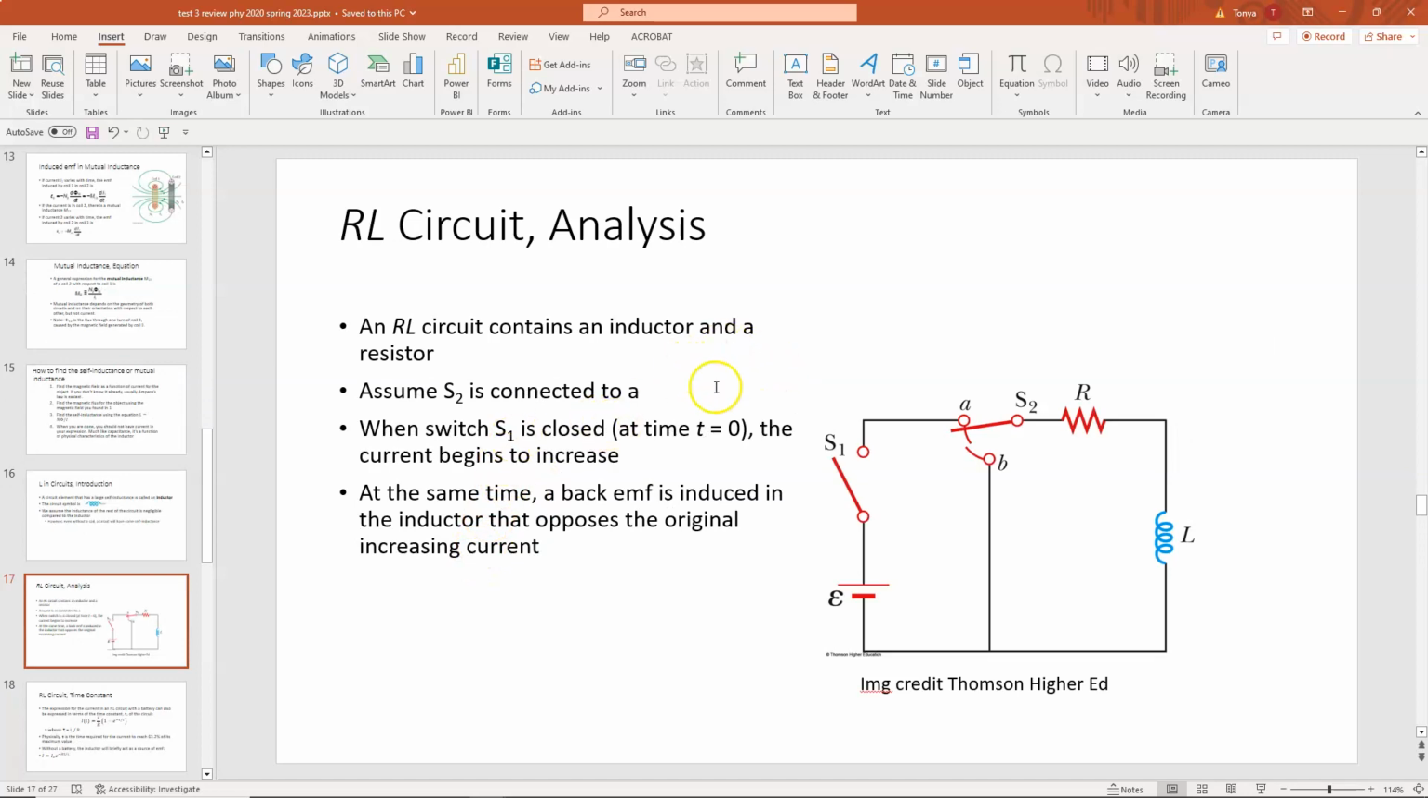We talked about how to treat inductors and resistors in circuits. So this is an example of an RL circuit right here, which has a resistor and an inductor. And you can see here that we have a switch that can go from position A to position B. In position A, if switch 1 is closed, then you have a battery in series with a resistor and an inductor. And so that would be a series RL circuit with the battery. And if you move switch 2 to position B, then you just have an RL circuit with no battery. So that gives us our two scenarios.